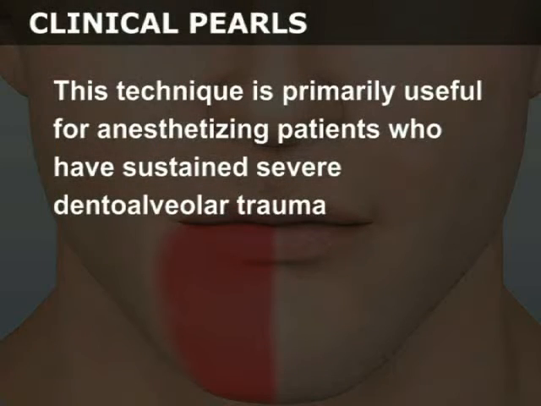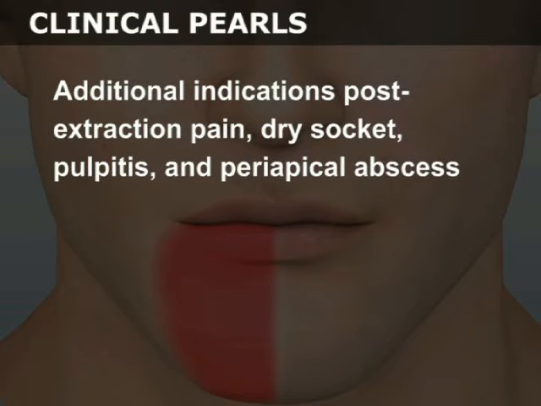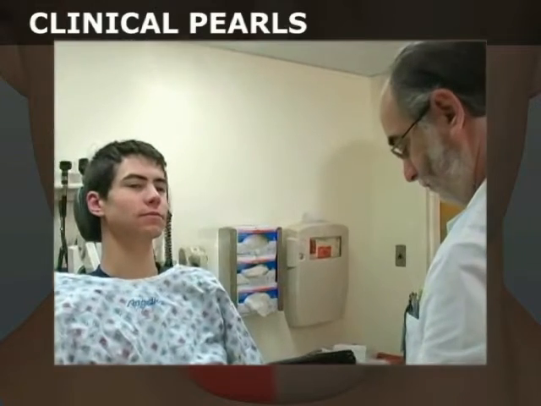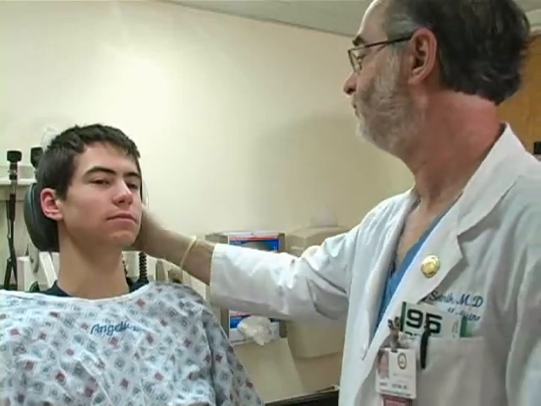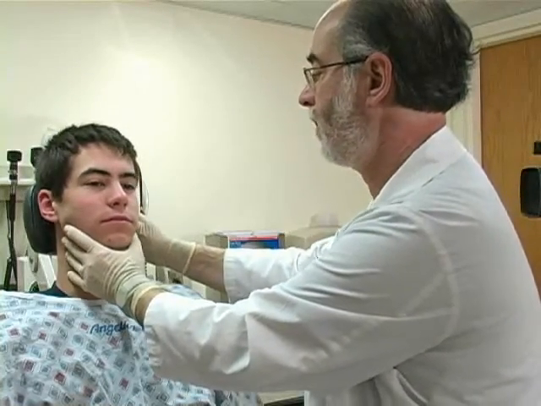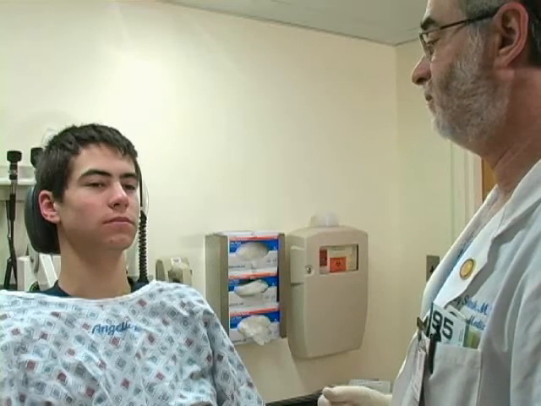This technique is primarily useful for anesthetizing patients who have sustained severe dental alveolar trauma. Additional indications include post-extraction pain, dry socket, pulpitis, and periapical abscess. Position the patient sitting upright in a dental chair or stretcher so that the occiput is firmly supported. Stand on the side opposite the one being injected.